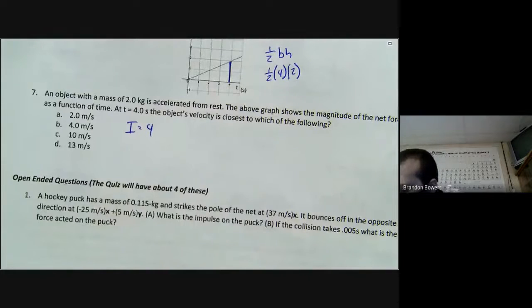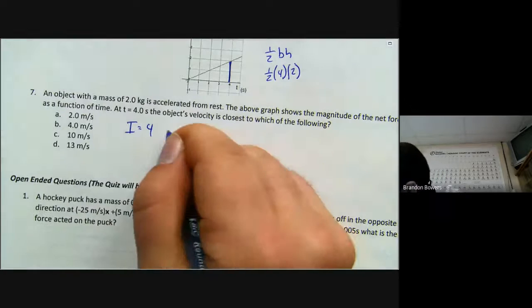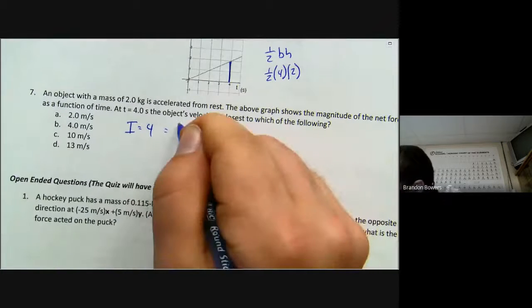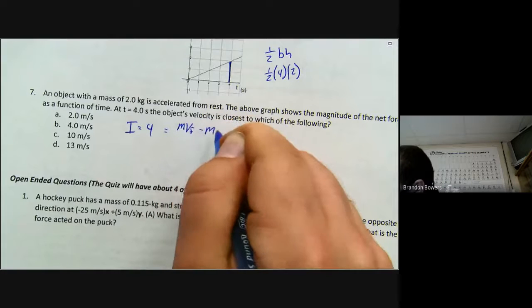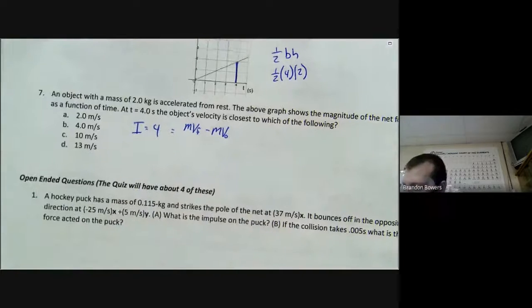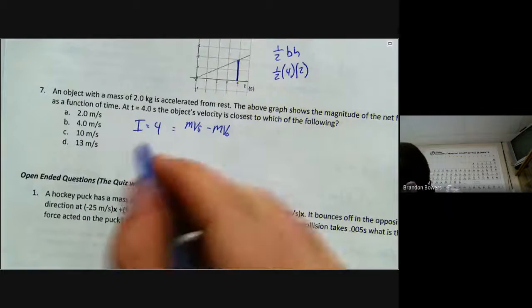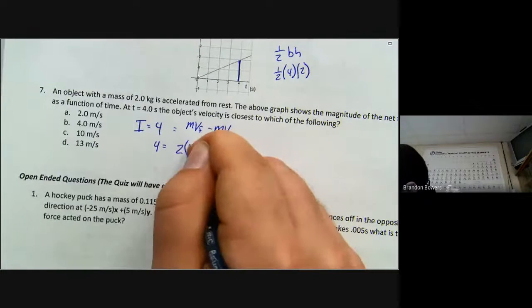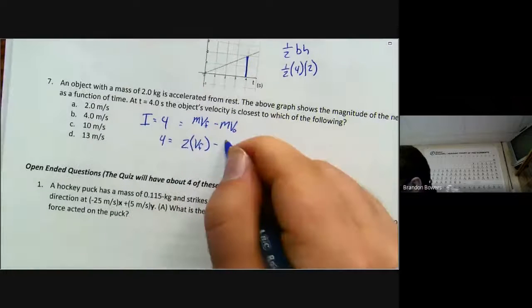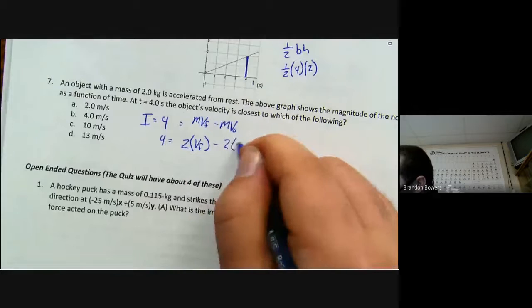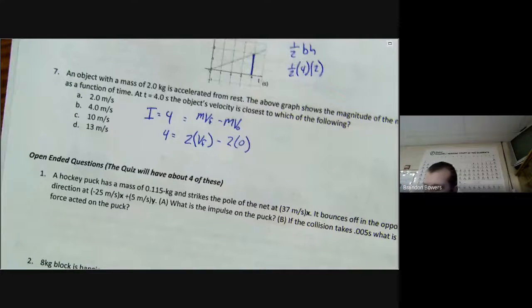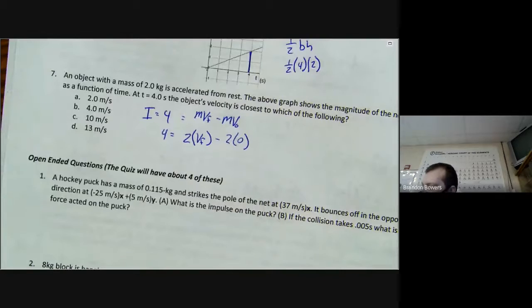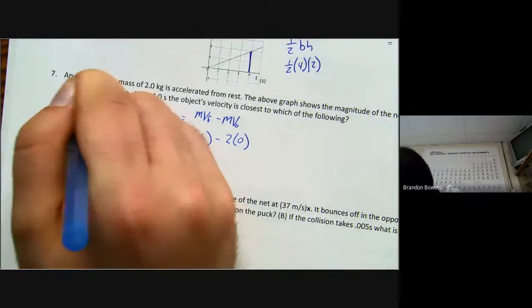Okay. Now it's asking what is the velocity. So we know impulse is equal to the change in momentum. So mass times final velocity minus mass times initial velocity. Okay. So 4 is equal to its mass, which is 2, times the final velocity, which we don't know, minus mass of 2 times its initial velocity. What's its initial velocity? 0. Love zeros. And that's how you would set up this problem. So the final answer for number 7 is A.